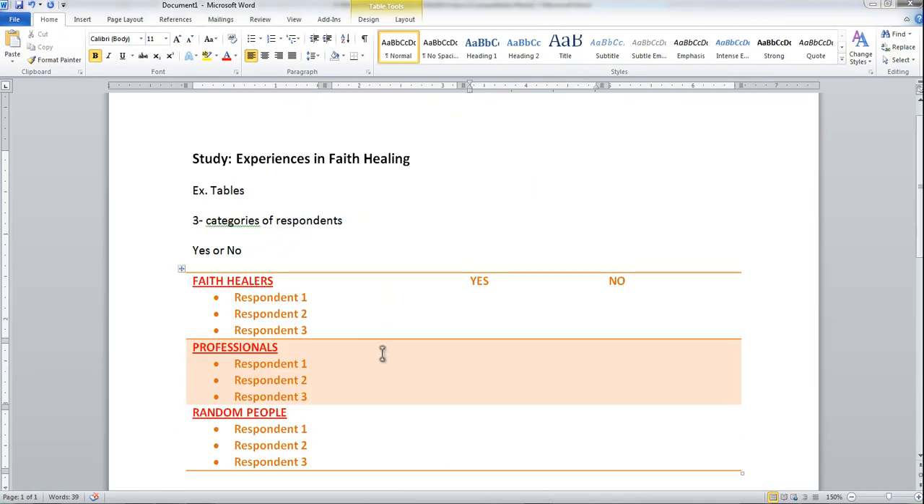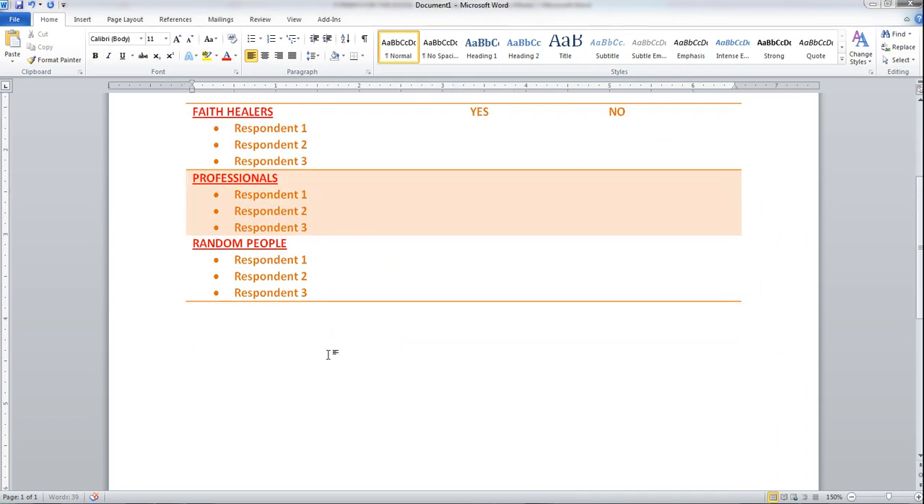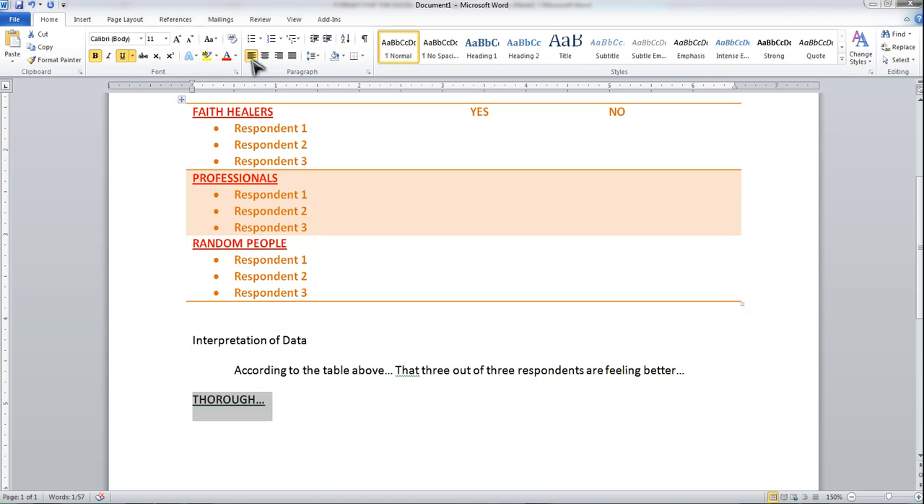What you're trying to present here is a table in table form. After presenting the table, you need to give an interpretation of data. According to the table above, let's say that 3 out of 3 respondents are feeling better, and so on. It depends on how you interpret it, and please remember to be thorough in your interpretation of the data.